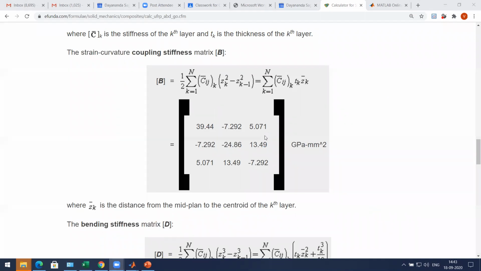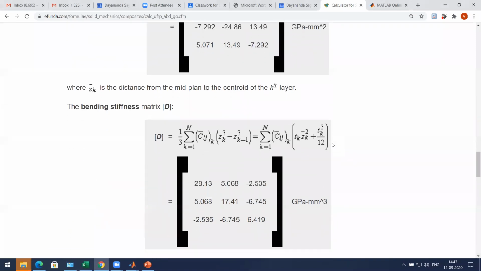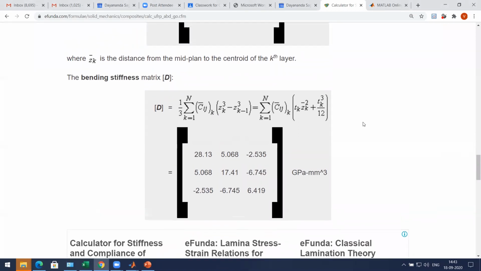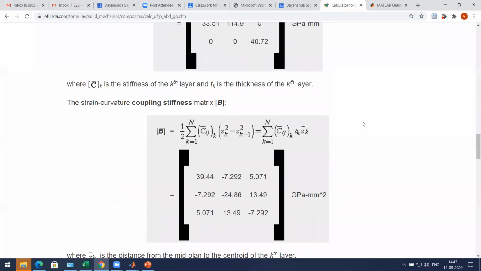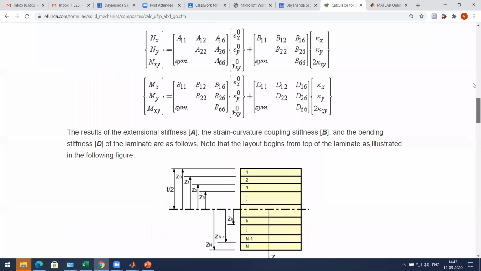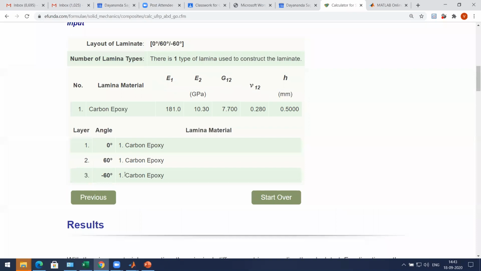For an isotropic material, the B matrix must have been 0. So the B matrix is not 0, and you see D16 and D26 are not 0. So there is coupling, bend-twist coupling is there. It's not isotropic. So only this matrix is behaving like isotropic, hence the name quasi-isotropic laminate. So this type of orientation, 0, 60, minus 60, gives a quasi-isotropic laminate behavior.